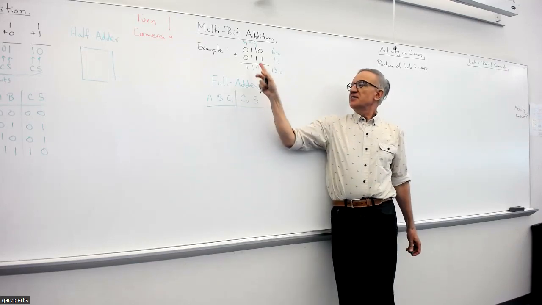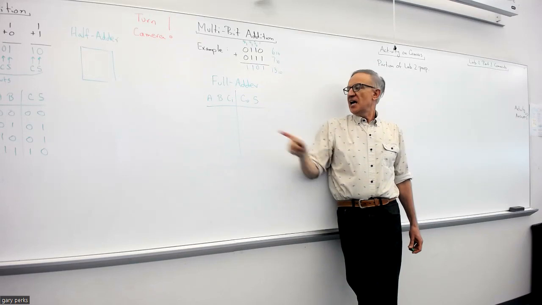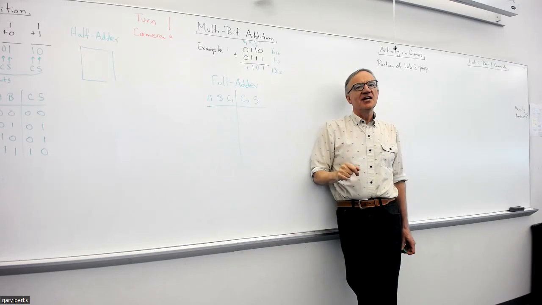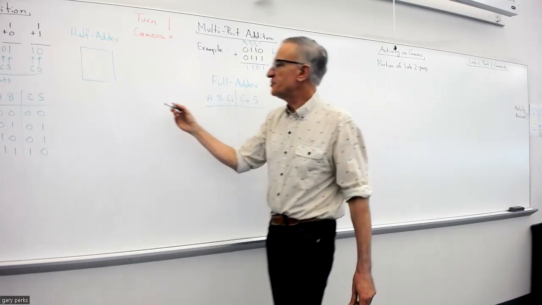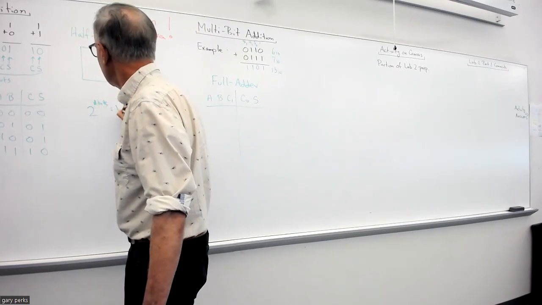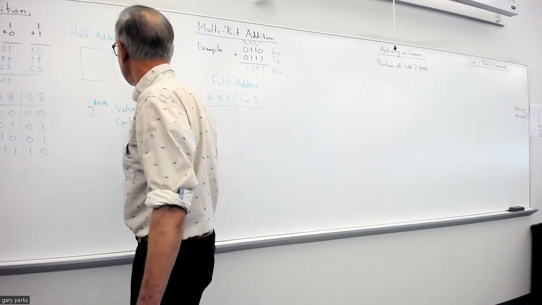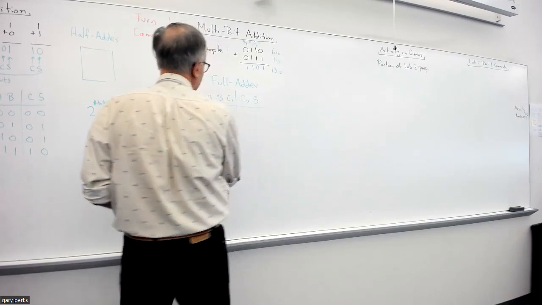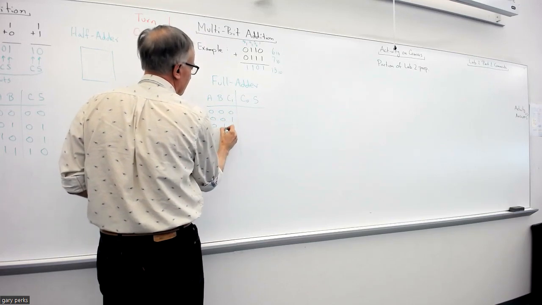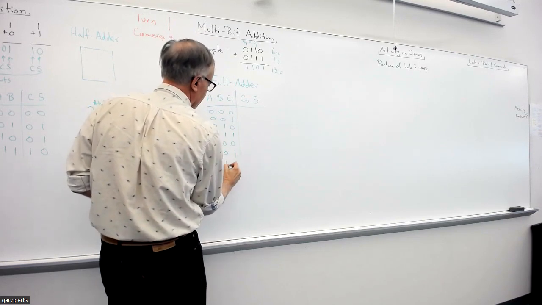Okay. Now, since the full adder has 3 bits at the input, right, 3 inputs that can either be 0 or 1, how many unique combinations can I get with 3 bits? How many? 8. So again, that goes back to this. 0, 1, 0, 1, 0, 1, 1, 1, 0, 0, 1, 0.